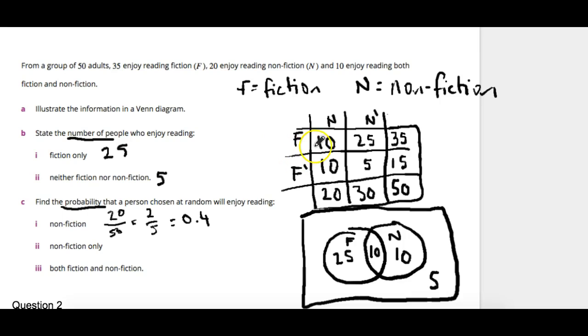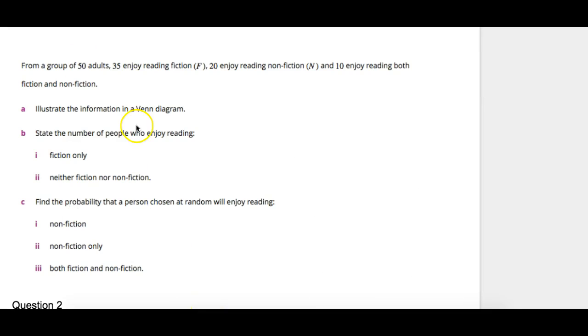Non-fiction only. So non-fiction only is here, and we don't want fiction, so it's going to be 10 over 50, which is 1 over 5, which is 0.2. And both fiction and non-fiction, so there we've got 10 as well. So 10 over 50 is also 0.2. Okay, so let's move along to the next one.